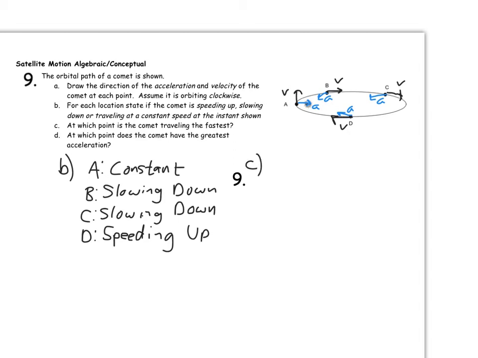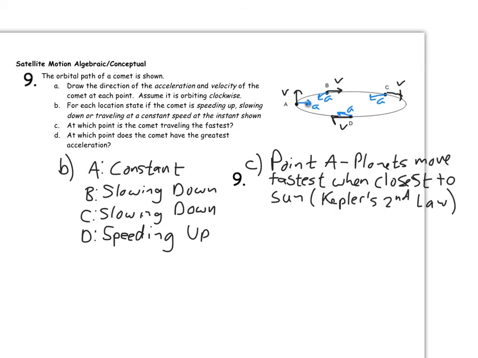Our next question asks about when it's moving the fastest. That's going to be here at point A, and the reason for that is because at point A we are closest to the sun. And we know that planets move fastest when they are closest to the sun, or closest to that central object that they are orbiting. Question D asks when does it have the greatest acceleration?